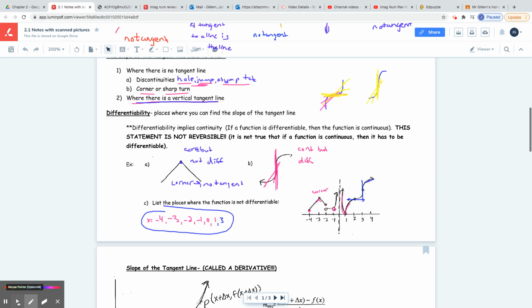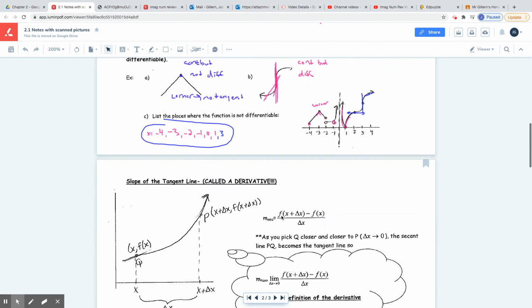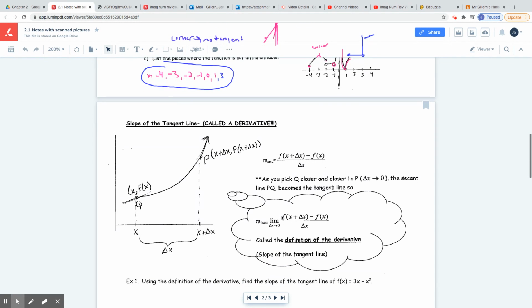All right, so last thing, and the most important thing of today, is actually the definition of a derivative. I will ask you this probably a million times through the course of this year. What is the definition of the derivative? A derivative is the slope of the tangent line. A derivative is the slope of the tangent line.